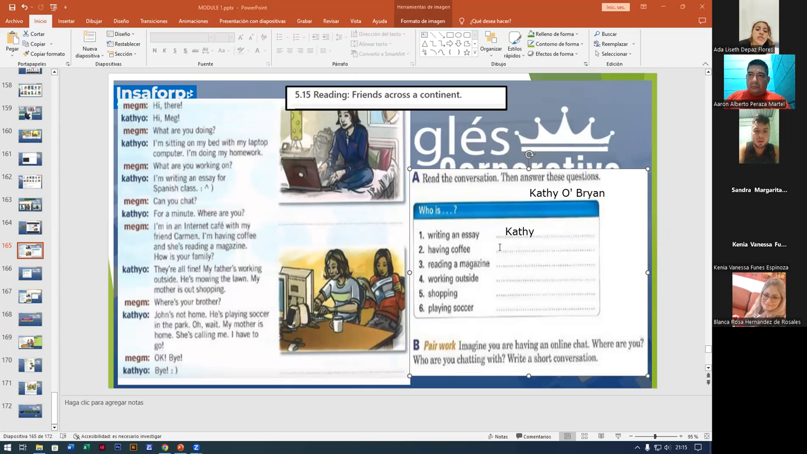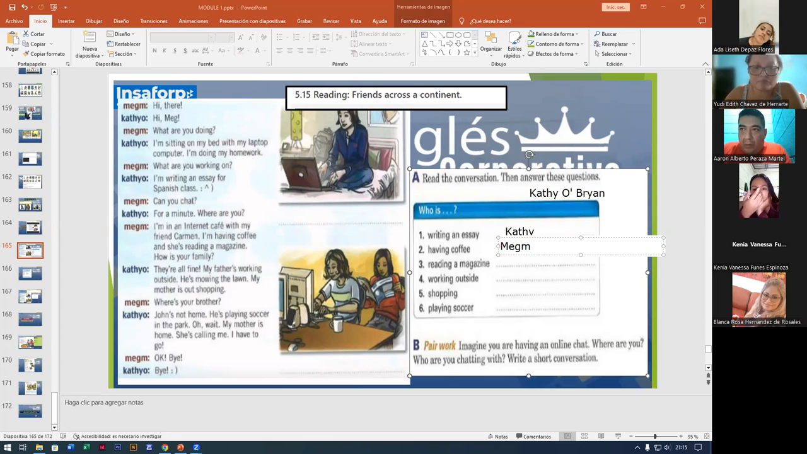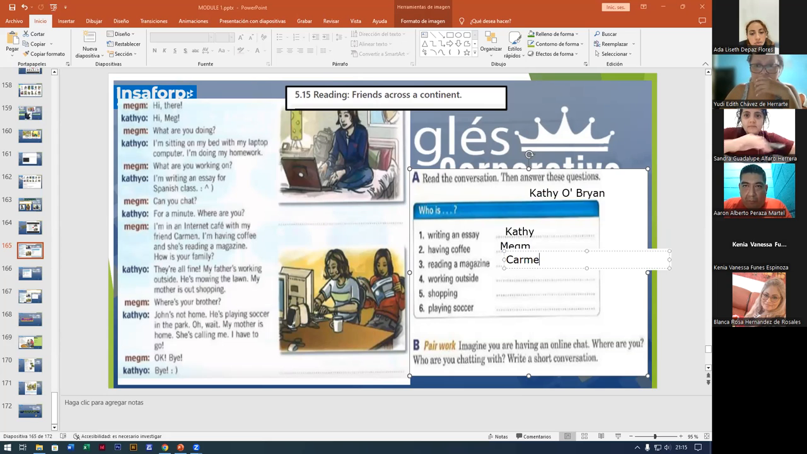What about having coffee? Who is having coffee? Megan. A strange name. Yes. Megan. That's good. Who's reading a magazine? Carmen. Perfect. That's correct. Carmen is reading a magazine. What about working outside? Who's working outside? My father. Katia's father, right? Correct.